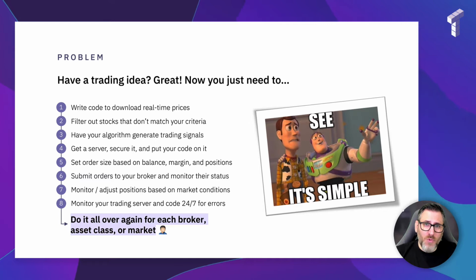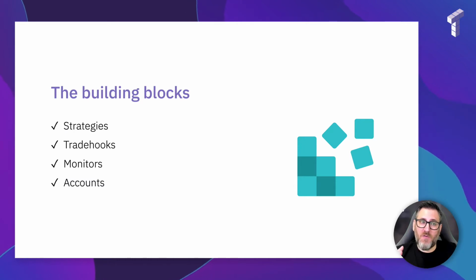So with Tradologics, we took quite a different approach. We have four main building blocks that are currently available that allow you to build your strategy in a much more, I would say, relaxed fashion. We have the strategies object, the trade hooks object, the monitors object, and the accounts object. We're going to take a look at each of them in just a moment, but first let's take a look at how the code of a trading algorithm usually looks.